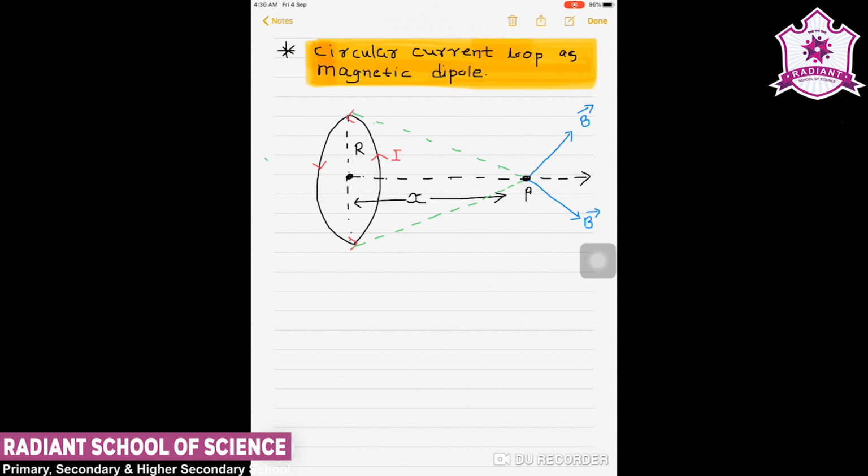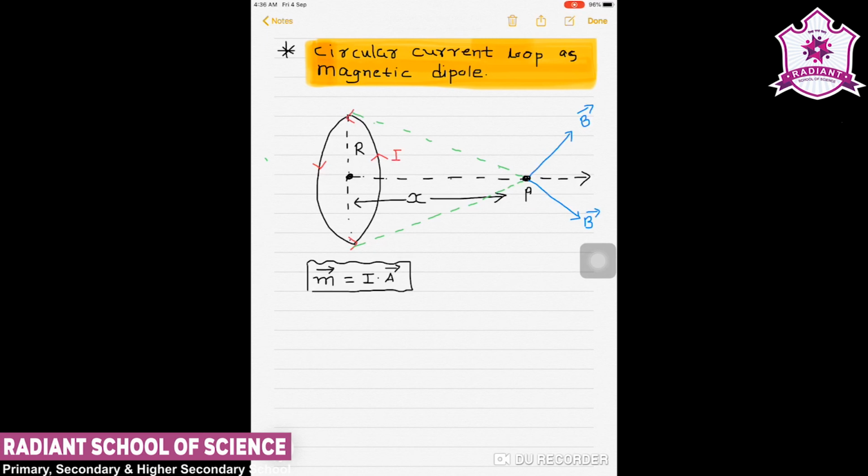Obviously in that consideration we have to assume a magnetic dipole moment, and we already have the equation, that is I into area, which we have already derived and accepted. So if there is a magnetic dipole, then it must have a magnetic dipole moment, and that is represented by I into area, where area is a vector quantity. In the same way, magnetic dipole moment is also a vector quantity.